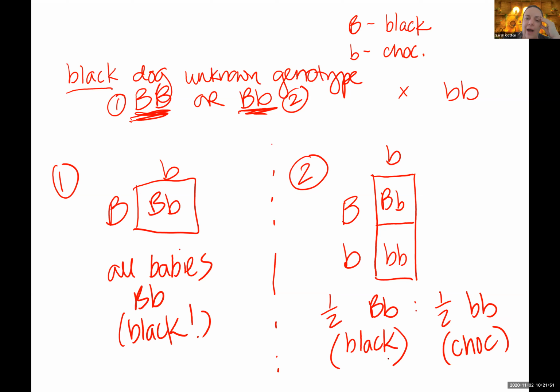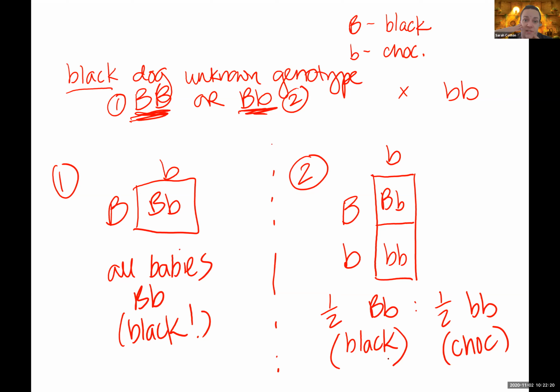Okay, so practically speaking, how do we use this? Let's say we have our black female and we know she's black. So we know she has one big B because she has a black coat. But we don't know if she's heterozygous or homozygous dominant. We can't tell by looking at her. So we decide, okay, we're going to do a test cross. So we cross her with a chocolate male because he is homozygous recessive, because he's chocolate, remember?